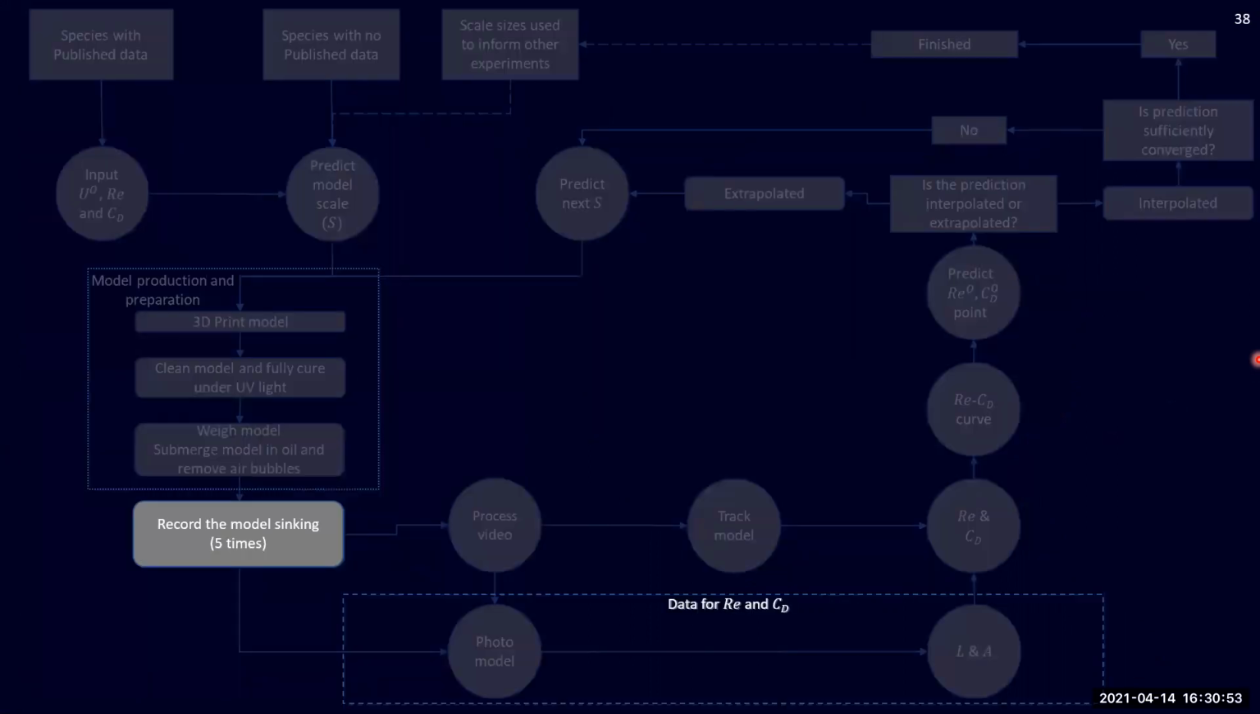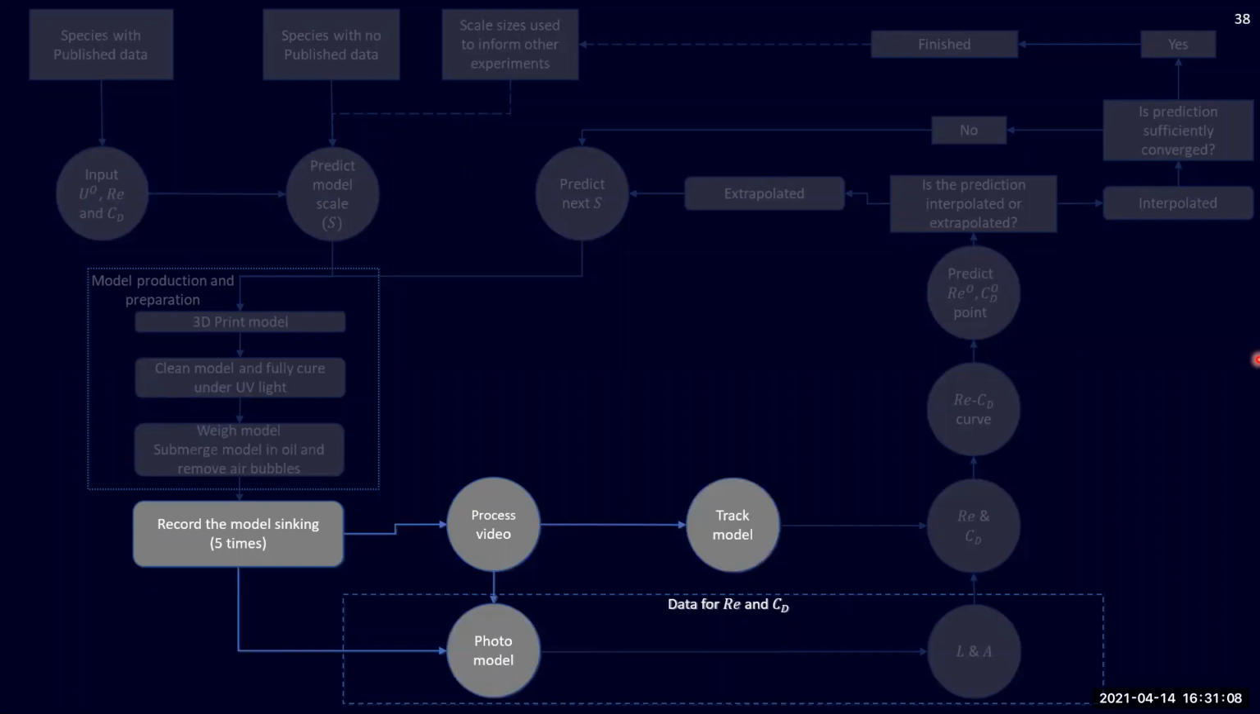So I record the model sinking. Each model is released and recorded 5 times so that we can get an average of that sinking speed. The video is processed and we track the model sinking through oil in order to acquire that sinking speed of the model. So here we have a sinking model. Because the tank is cylindrical, I removed any distortion that might occur because of that rounded surface.